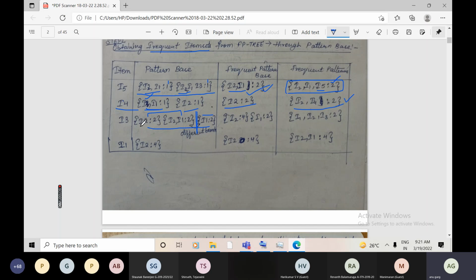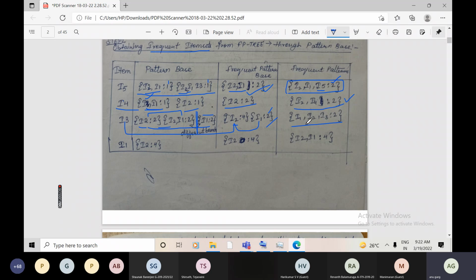So between these two, what is common? I2. So we've taken I2, and the support count will get added: 2 plus 2, 4, and I1 is 2. Now you have to join I3, I2, I1 and write it together, and the support count will remain 2 only, because here it is 4 and here it is 2, and whichever value is less, you have to take. But here I have missed one step.